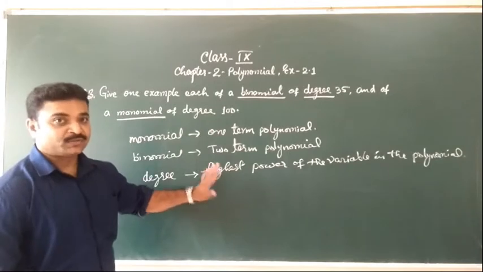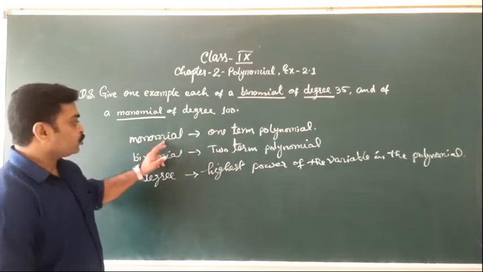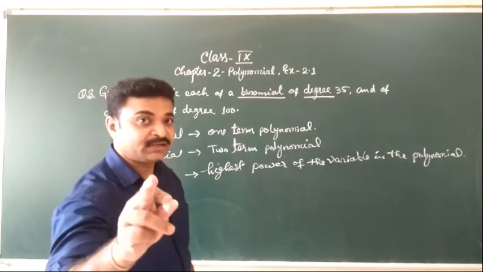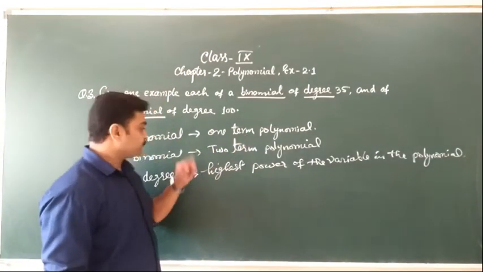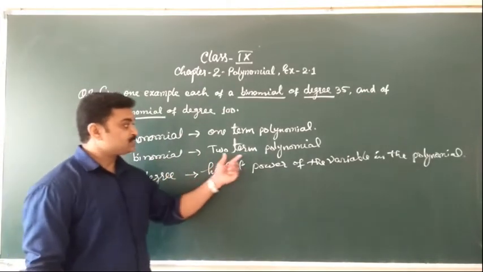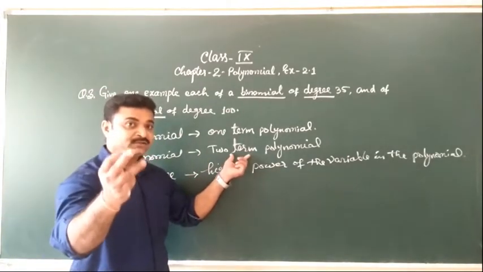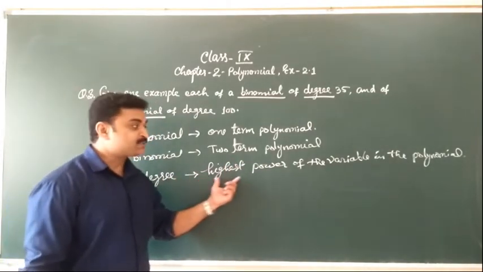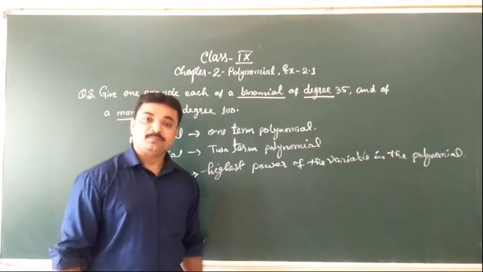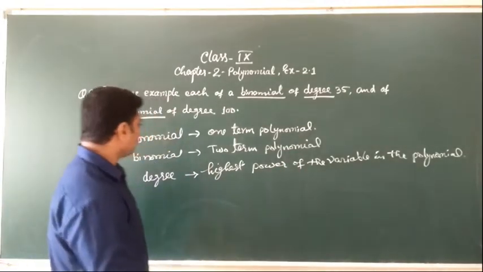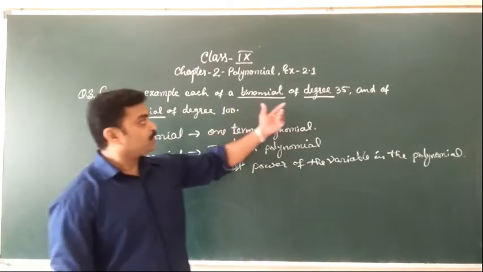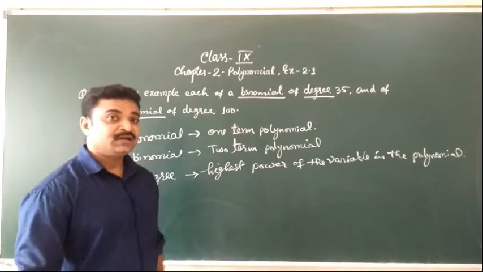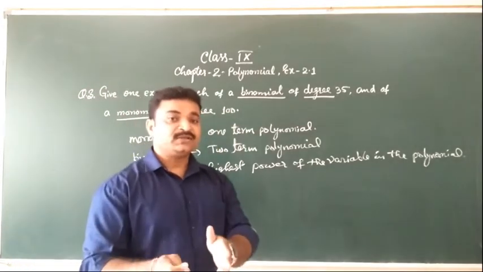These three terms should be understood. Monomial means single term polynomial, a polynomial in which only a single term is there. Binomial means a polynomial in which two terms are there. And degree means highest power of the variable in the polynomial. Now we have to give the example of a binomial of degree 35. Degree 35 means highest power of the variable must be 35.